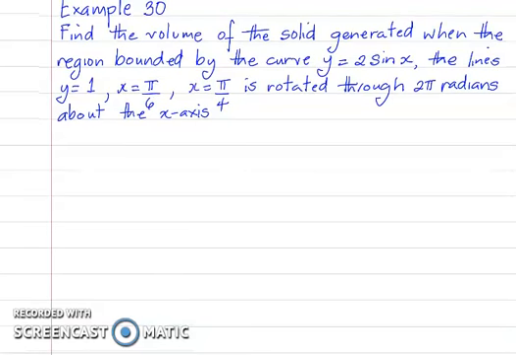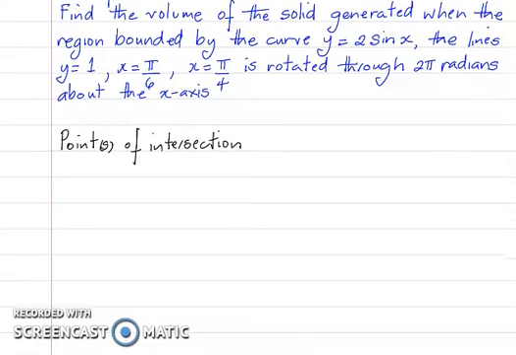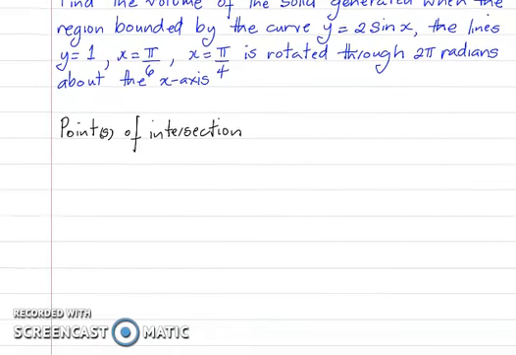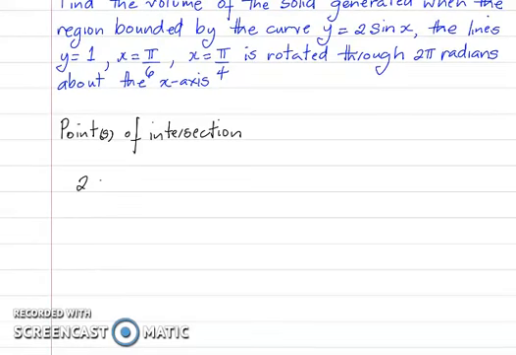All right, so let us see if we can find the points of intersection of the two curves. At the point of intersection, the x coordinates and y coordinates are equal. For one curve, y is equal to 2 sine x. For the next one, y is equal to 1. At the point of intersection, those two are equal.